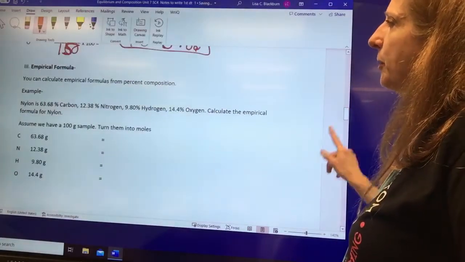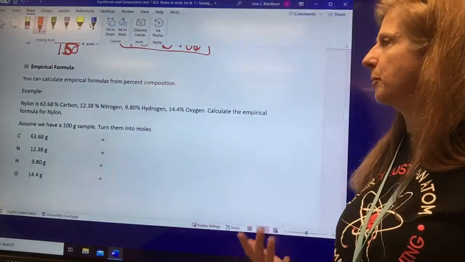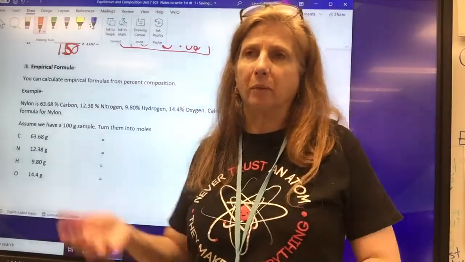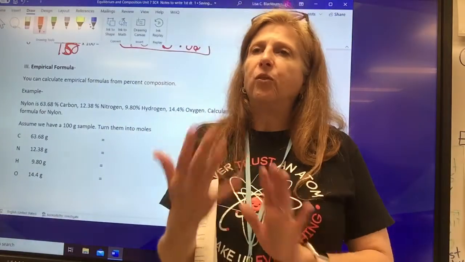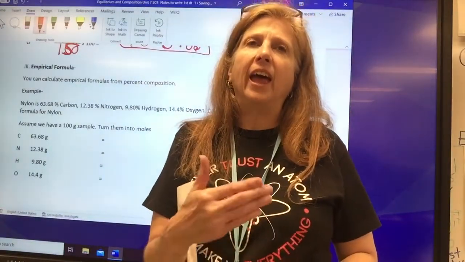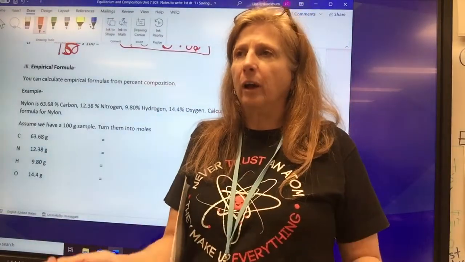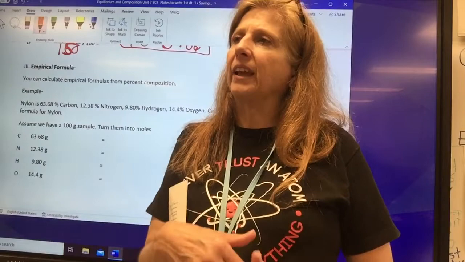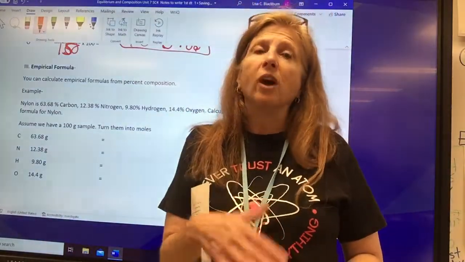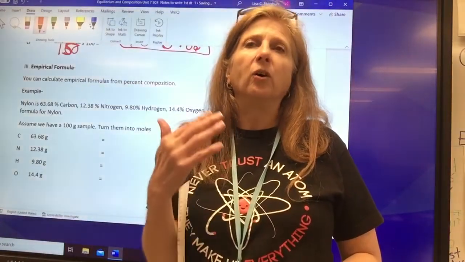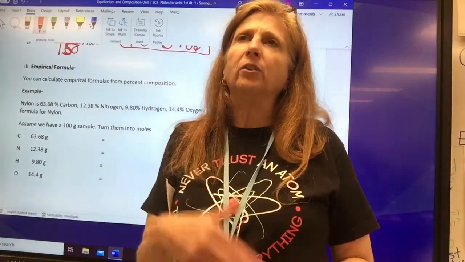Okay, the next one is the empirical formula. You can calculate empirical formulas from percent composition. Now, what is an empirical formula? An empirical formula is a reduced formula. For example, the formula for peroxide is H2O2. So you look at the subscripts, and if there is a number that can divide into all of them, then it can be reduced. And 2 goes into 2 and 2. So the formula for peroxide, H2O2, could be reduced to HO.